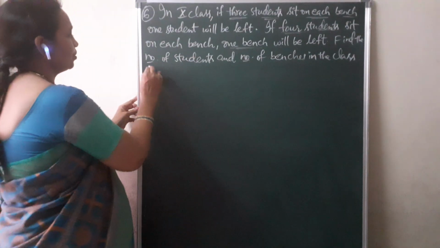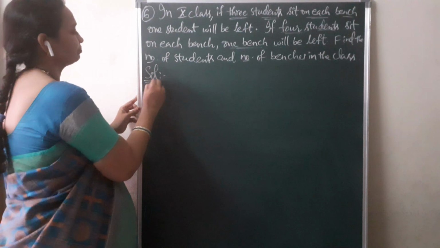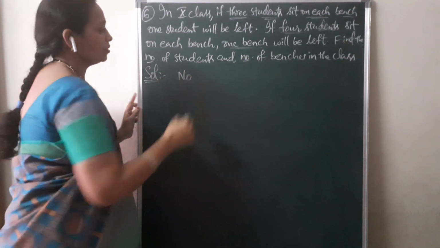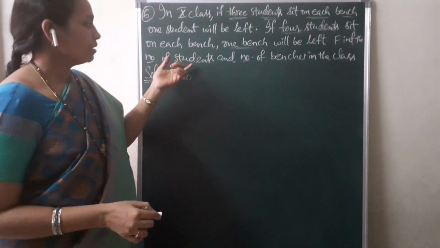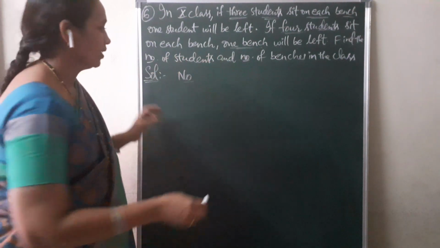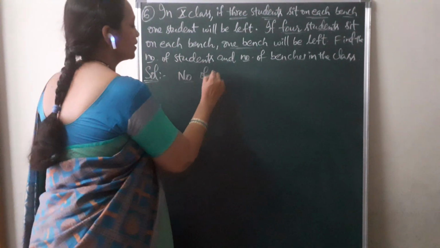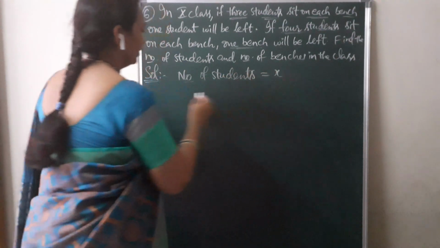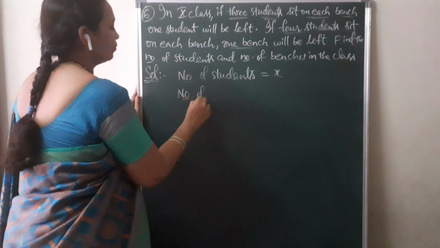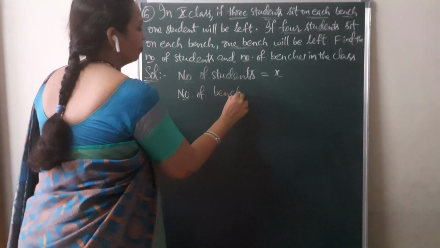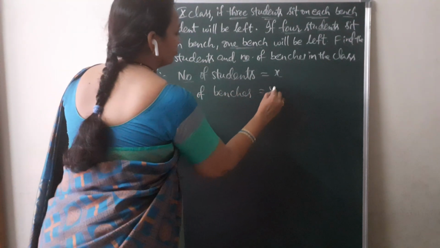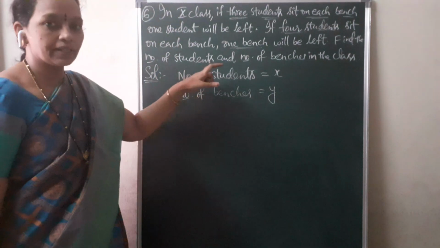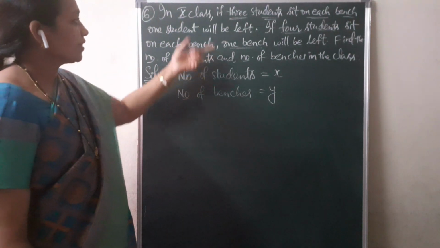Okay, so what is the solution? What are the variables you have to identify? Variables are the number of students and the number of benches. So let the number of students be x and the number of benches be y. So two variables are there. And what is condition 1?